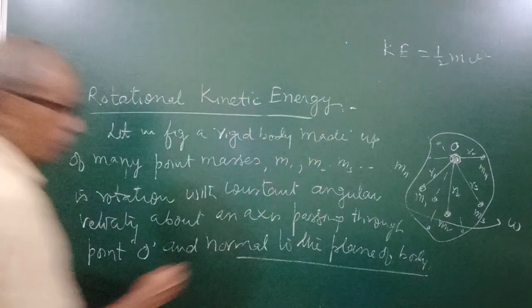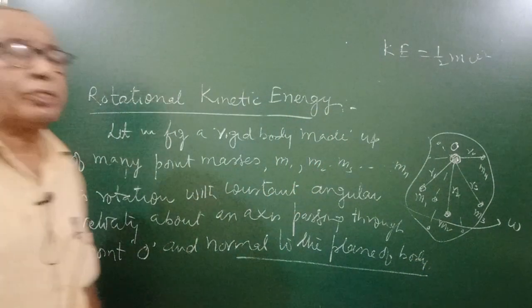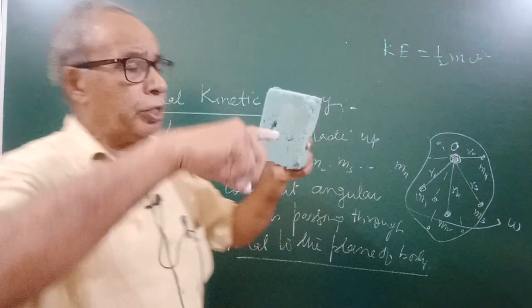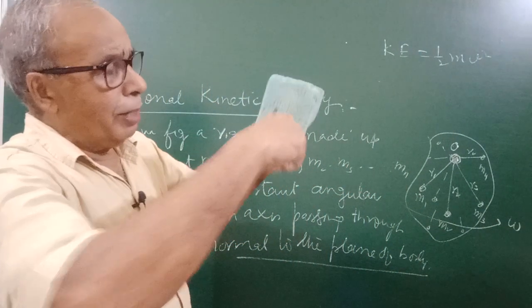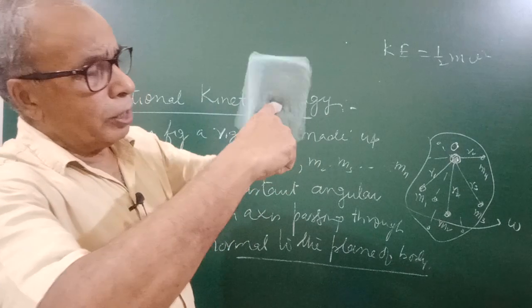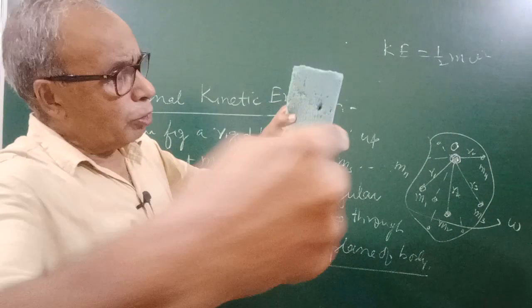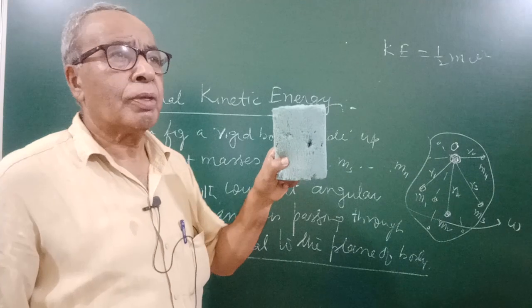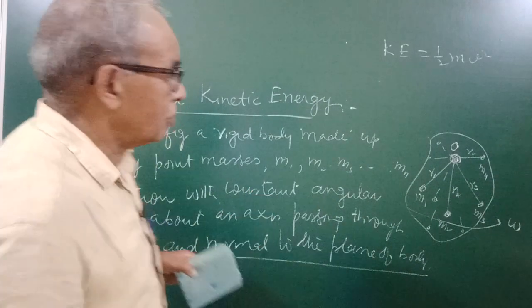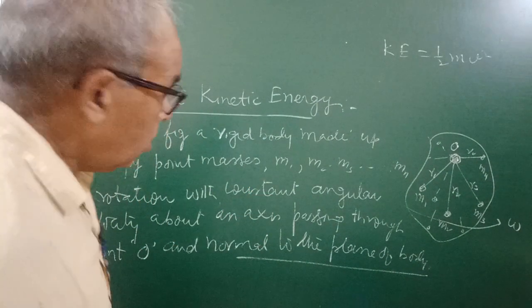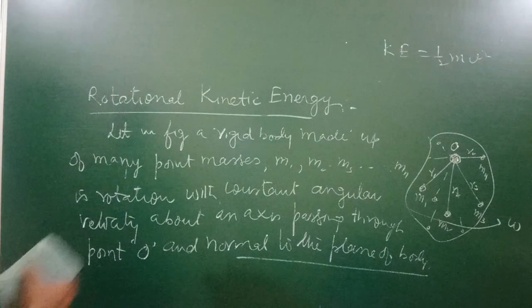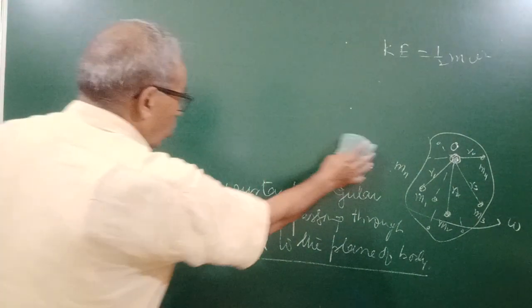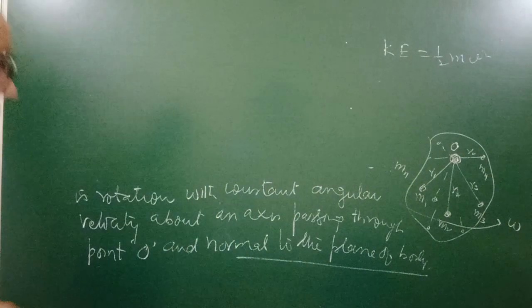This thing appears difficult in writing, but it is a simple thing. If I want to rotate this body, then I suppose I make a hole here and rotate it like this. So the axis of rotation is normal to the plane of this body. Is that clear? Since the body is rigid, the angular velocity of all particles is the same.